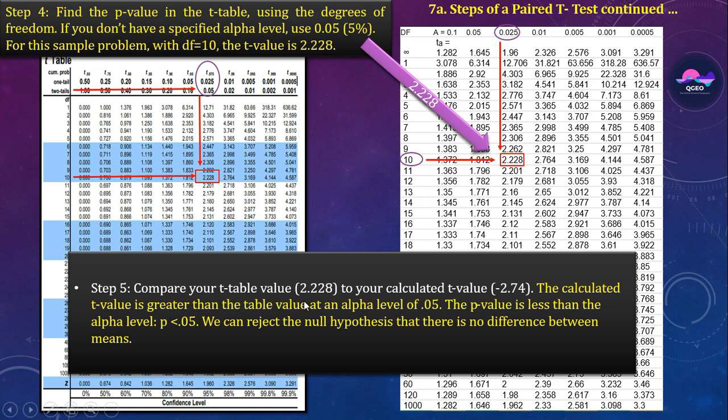Compare your t-table value 2.228 with your calculated value 2.74. Here the calculated t value is greater than the table value at the alpha level of 0.05. The p value is less than the alpha level, p less than 0.05. So we can reject the null hypothesis that there is no difference between the means. This is the conclusion.